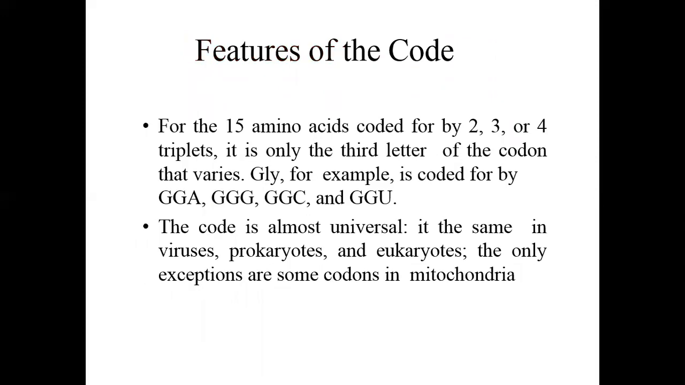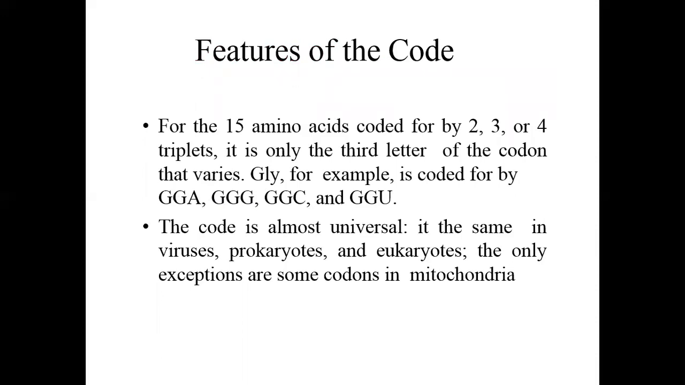For 15 amino acids coded by 2, 3, or 4 triplets, it is only the third letter of the codon that may vary. That means glycine, for example, is coded for by GGA, GGG, GGC, and GGU. You can see that the third letter is varying. This is known as the wobble hypothesis. This third letter of the codon is known as the wobble position, and changing of this position may not vary the coding of the amino acid, and it is not responsible for coding of the amino acid.